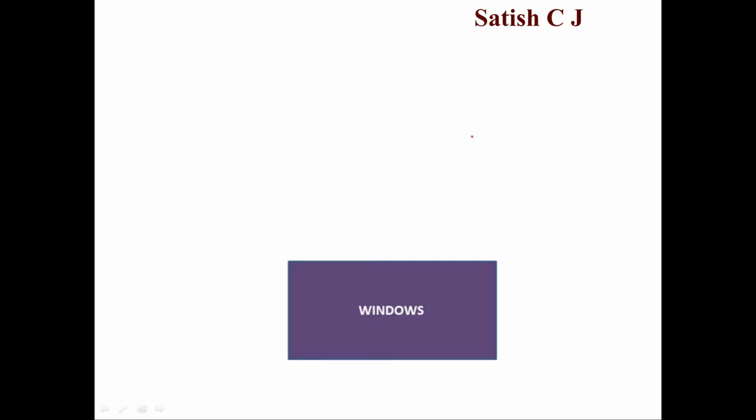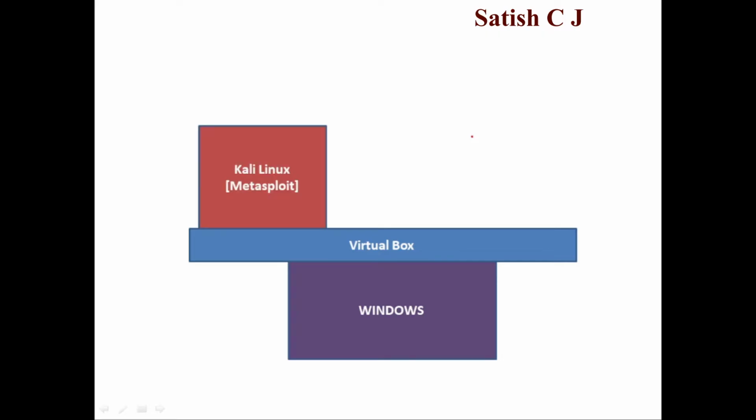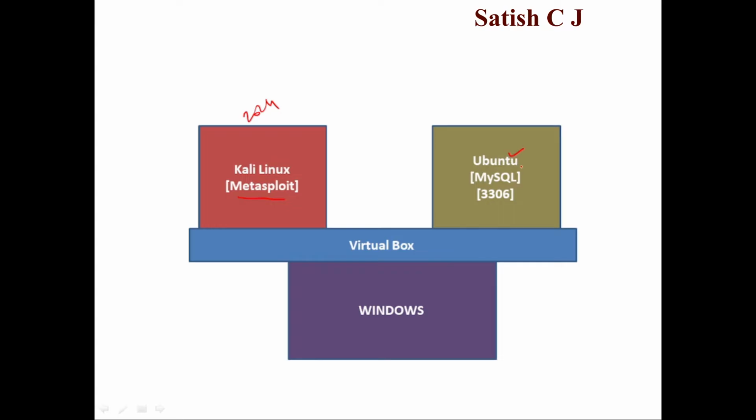I have my Windows system on which I have installed Oracle VirtualBox 7, and I have Kali Linux 2024 running on my VirtualBox. In this I have the Metasploit framework, which comes pre-installed with Kali Linux 2024. And here I have Ubuntu. I have installed Ubuntu 20.04 long-term support version, and I have also installed MySQL 8.0, and it's listening on port number 3306 for incoming connections.